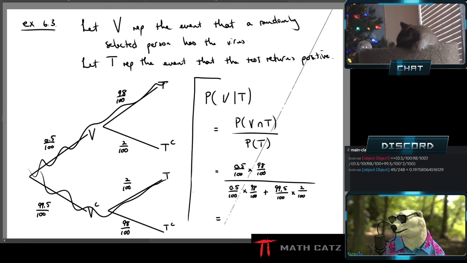It says, I did that without looking, so hopefully it's right. 0.1976, which I will round, meaning 19.76%.